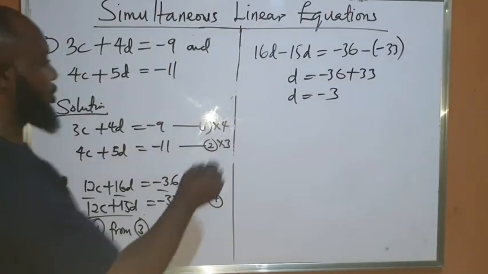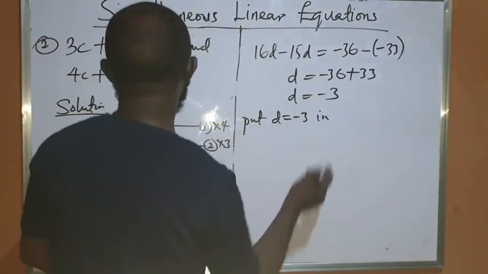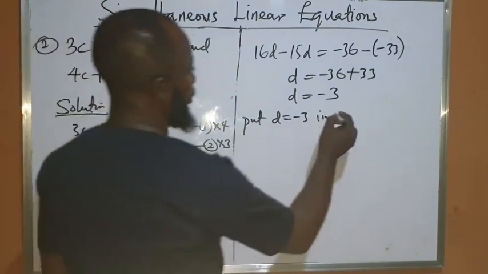So we can then put g equals minus 3 in, let's say, equation 2, right? So we'll be using equation 1 since equation 2.